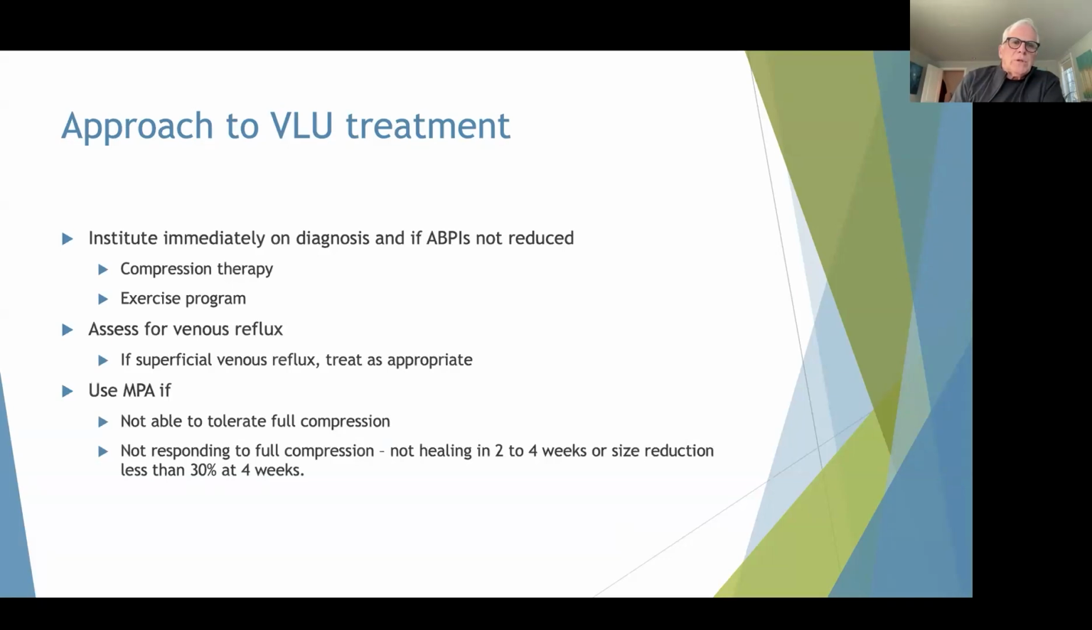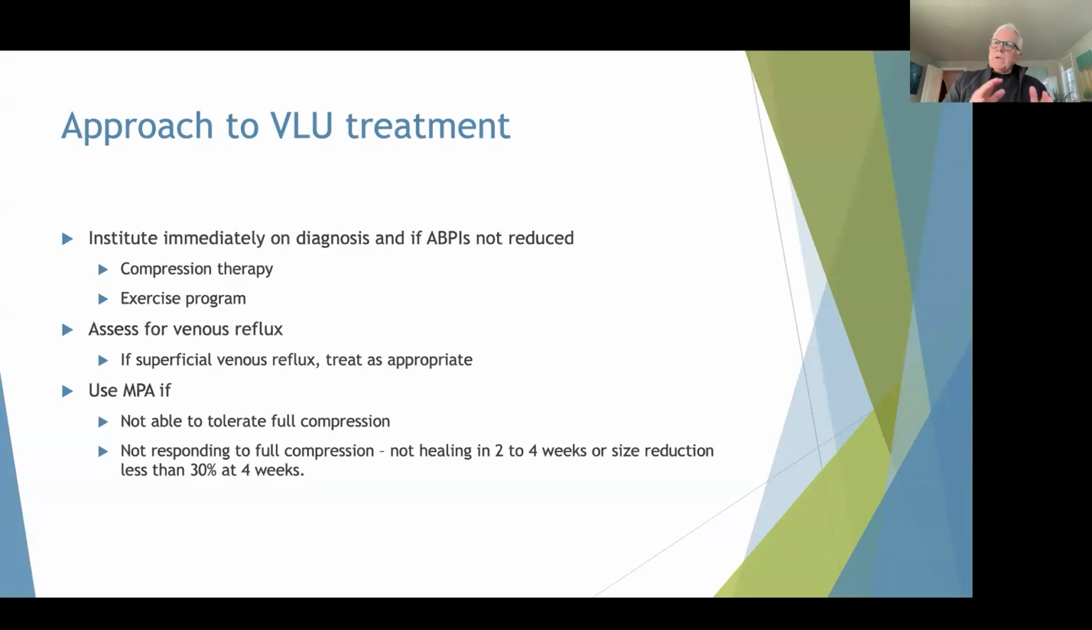So compression and exercise. We assess if they've got any reflux, and maybe they might be a candidate for surgical treatment in their superficial veins. But also at this point, particularly if there are any delays accessing some of the therapy, then we consider using a muscle pump activation device, but particularly if they're not able to tolerate full compression, and then also if they're not responding to optimal full compression.